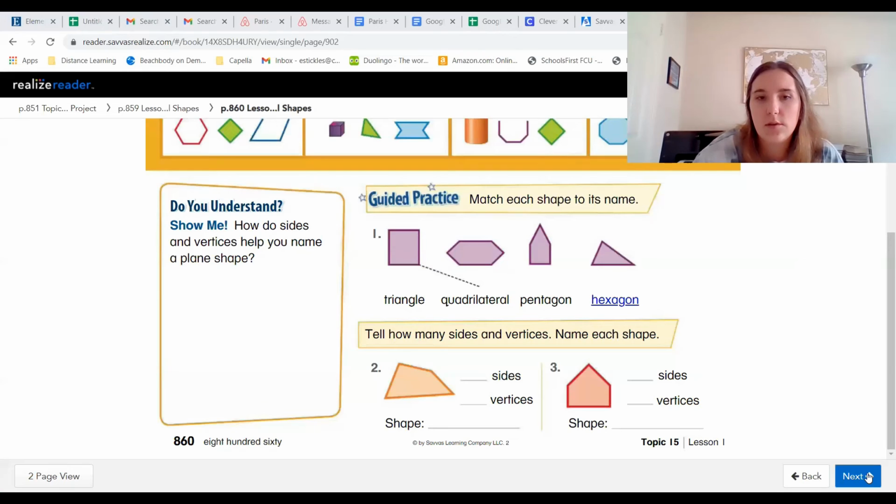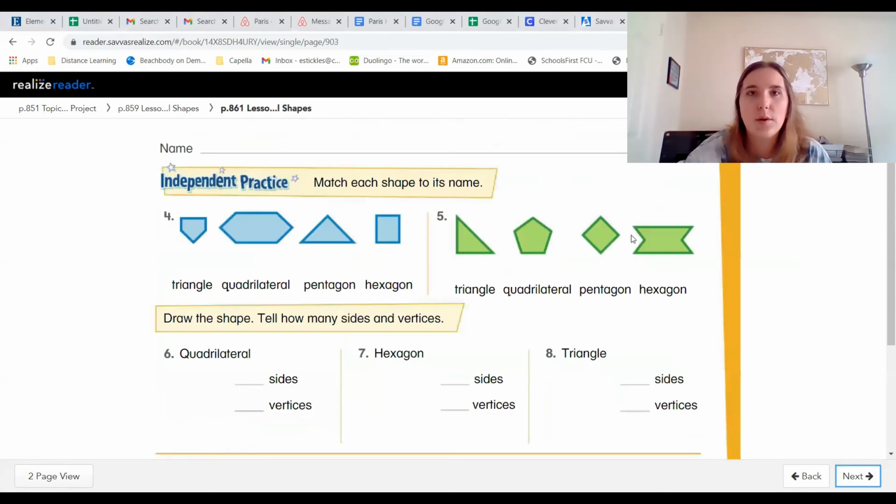Okay, we're going to turn the page. We're going to do number 4 here together. So let's look at number 4. It says match each shape to its name. So we're doing the same thing that we did on the last page. So I see this shape has 1, 2, 3, 4, 5 sides and 5 vertices. So that makes it a pentagon.